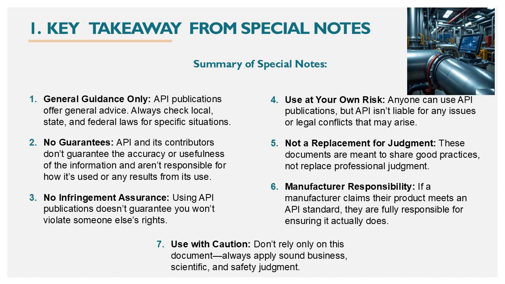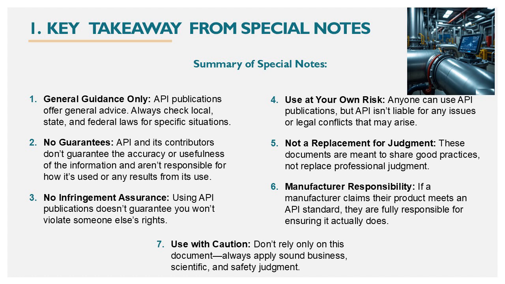Summary of special notes includes: Number 1 is general guidance only. API publications offer general advice. Always check local, state, and federal laws for specific situations. Number 2 is no guarantees. API and its contributors don't guarantee the accuracy or usefulness of the information and aren't responsible for how it's used or any results from its use.